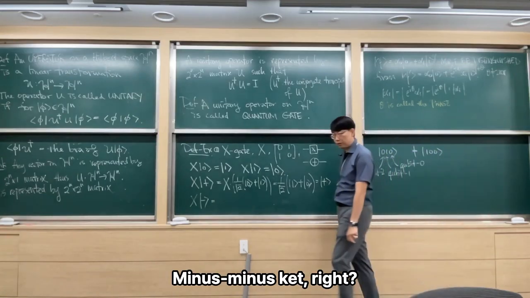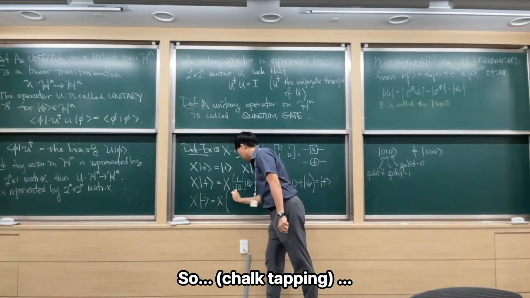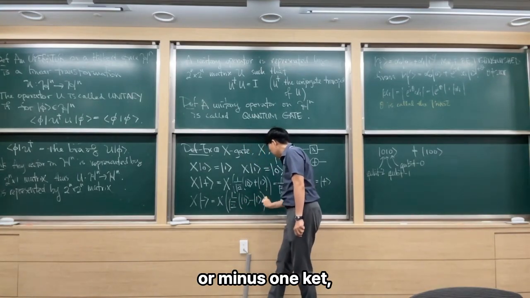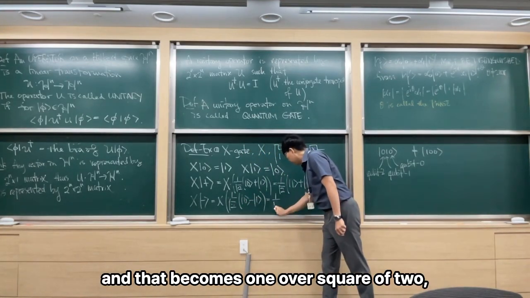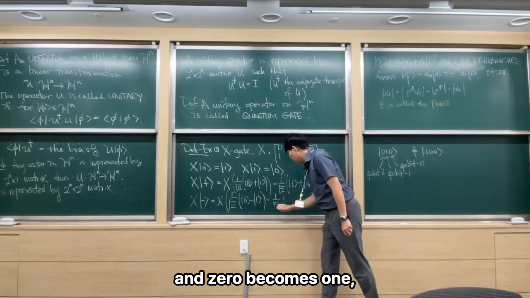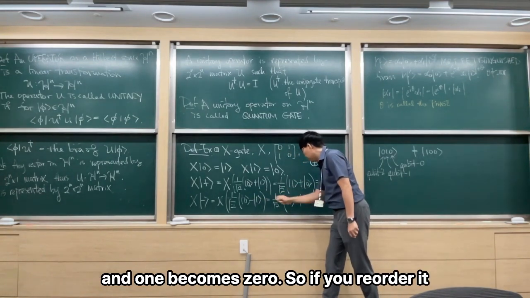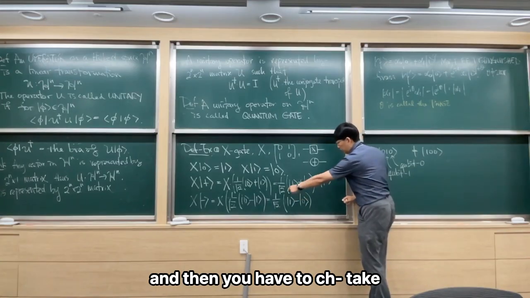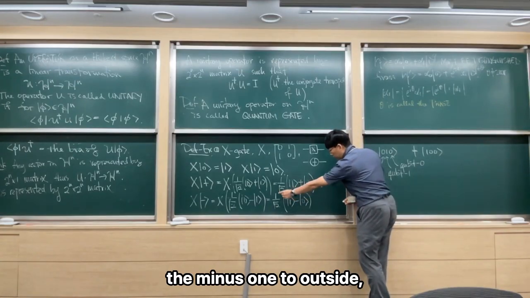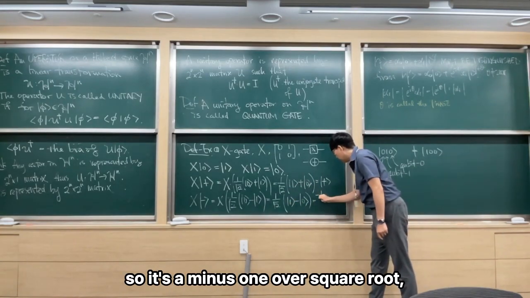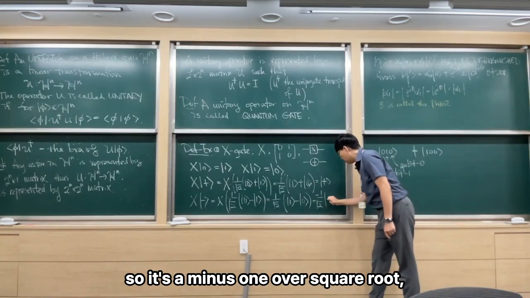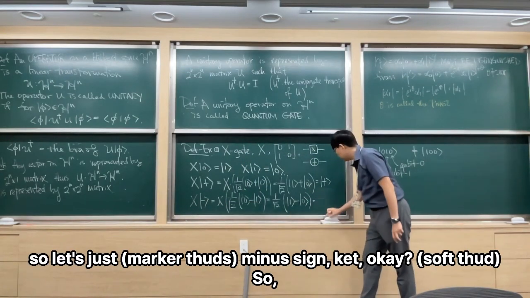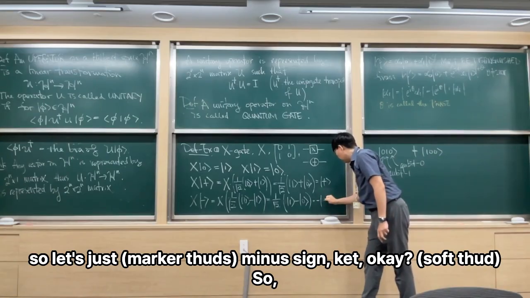Yes, minus ket, right? So minus 1 ket, and that becomes 1 over square root of 2, and 0 becomes 1, and 1 becomes 0. So if you reorder it, and then you have to take a minus 1 to outside, so it's a minus 1 over square root... so just minus 1 ket. I don't have space, so let's just put it minus a ket. Okay.